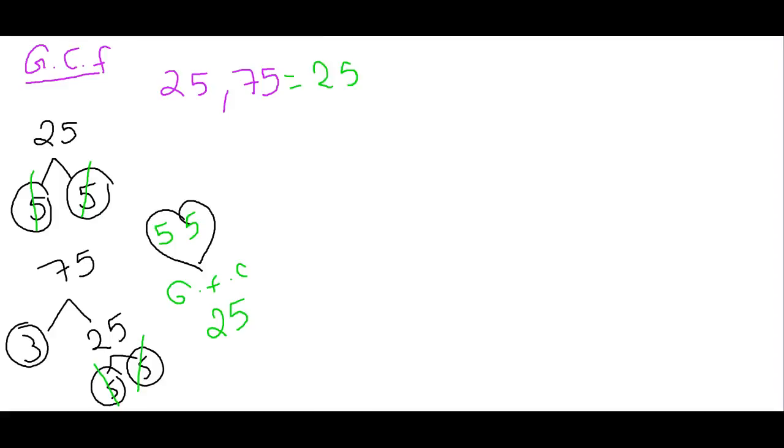What if we have variables like x or y or z? The base has to be the same. So, what is the greatest common factor of x to the fourth and x squared? Now you look, which one has the smallest power? That is your greatest common factor. So the greatest common factor of x to the fourth and x squared is simply x squared. It's the least power.